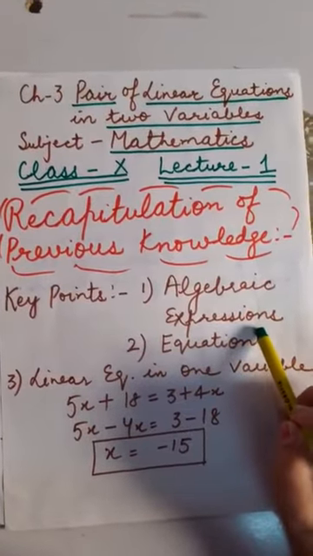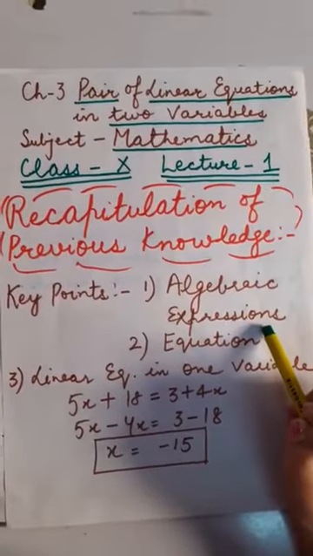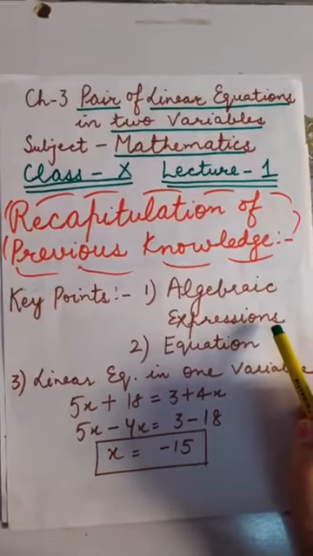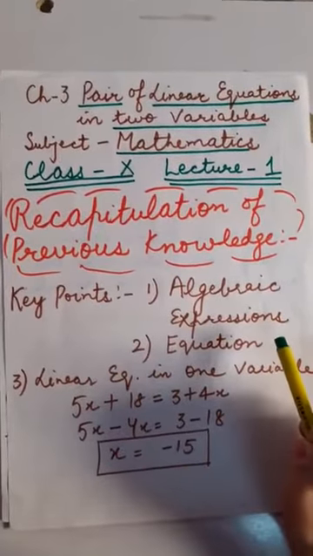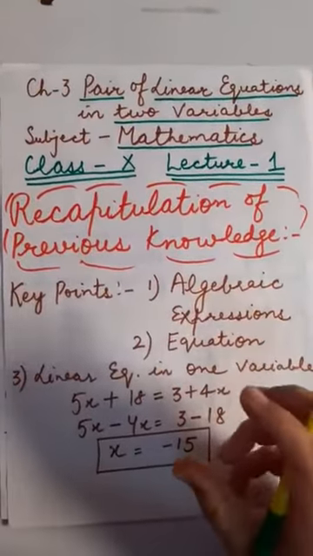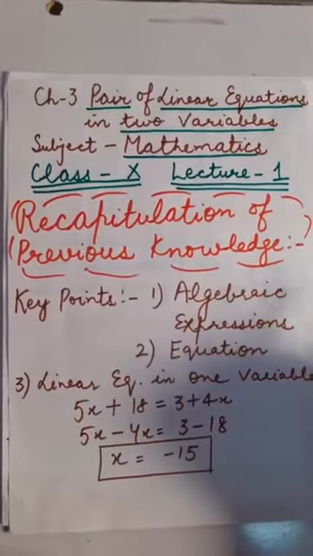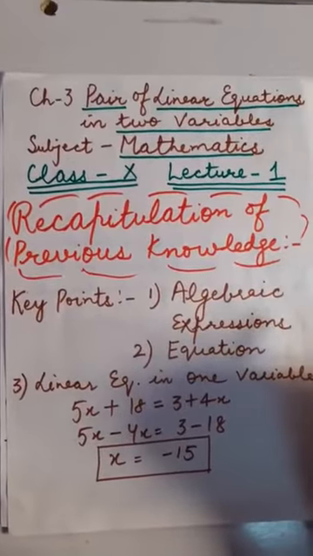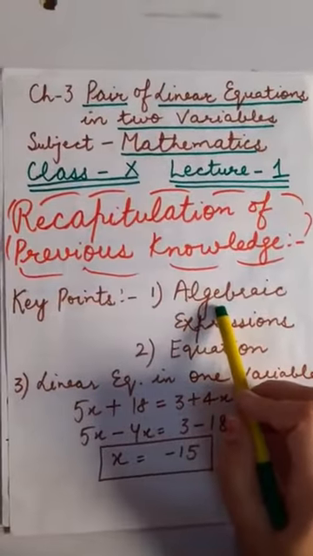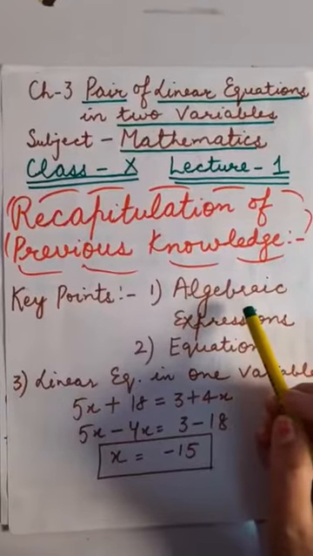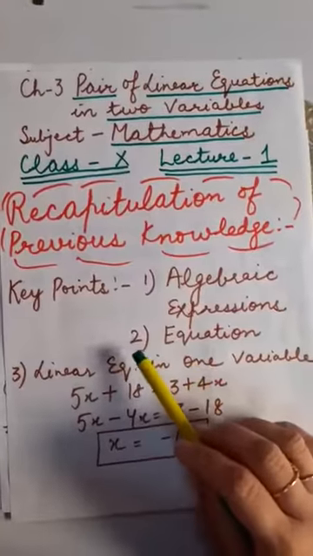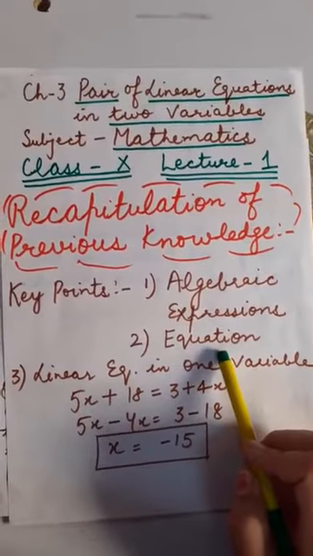Algebraic expressions are those expressions in which constants, variables, and different fundamental mathematical operations are present. Means variables and constants must be connected to each other with different fundamental mathematical operations like addition, subtraction, multiplication, and division. For example, 2x plus 3y minus 7 is known as an algebraic expression. Let us switch to the next point, that is equation.